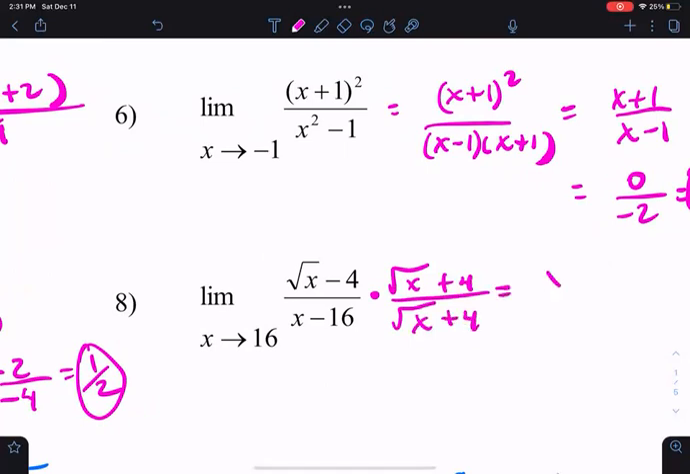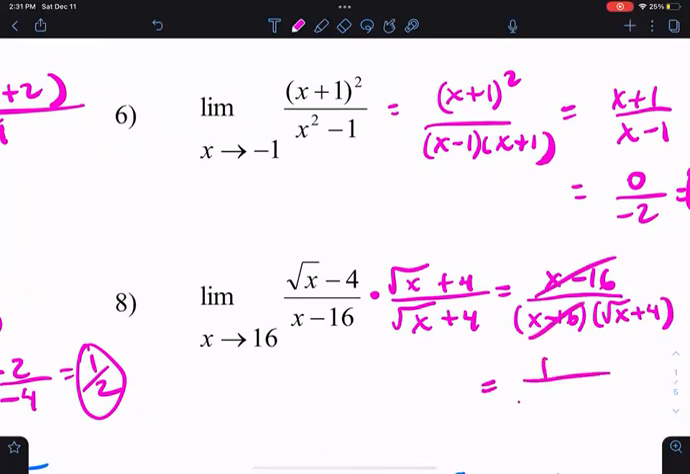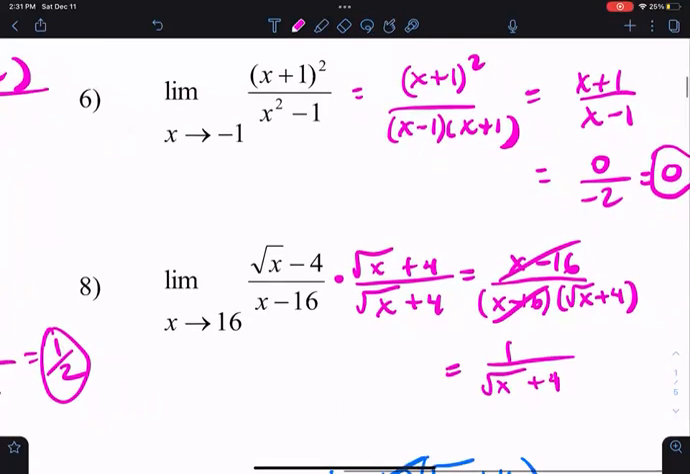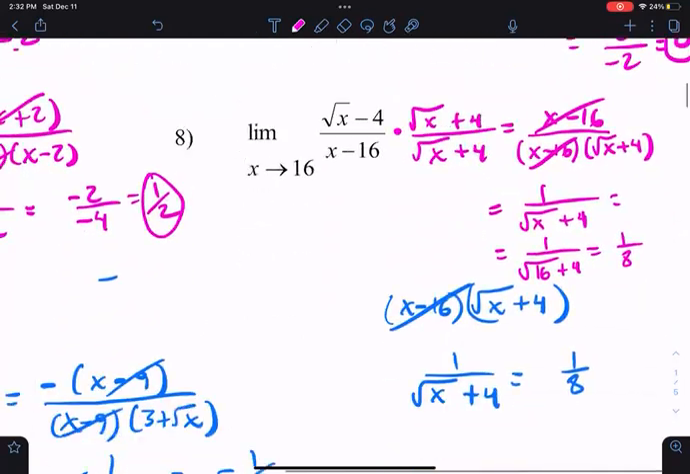Okay, so this is x minus 16, and this is going to be x minus 16 times square root of x plus 4. So this simplifies with this one. You get 1 over square root of x plus 4. You plug it in, the x here, and you get square root of 16 plus 4, right? So that's 1 over 4, 1 over 8. That's the answer. Next.